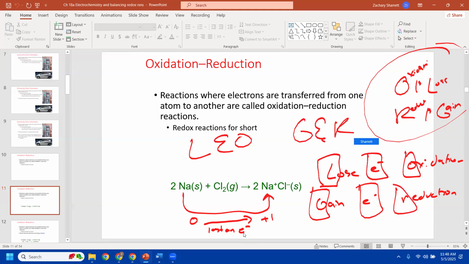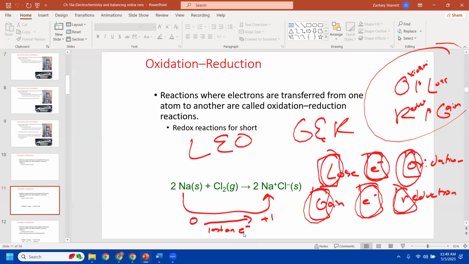Everybody say that together. 1, 2, 3. LEO the lion says GER. Now you say it without me saying it. Why is that one I like more? Because it tells you losing electrons is oxidation. Gaining electrons is reduction.